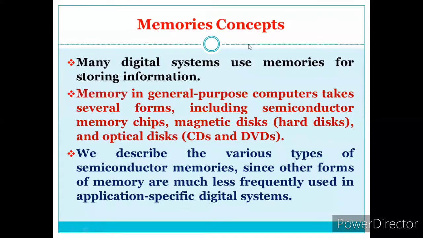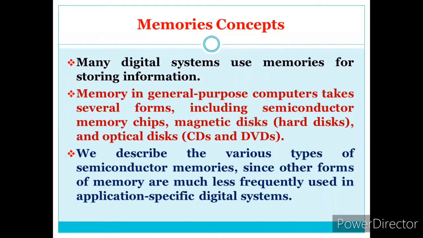Now, I have a question here: why do we require a memory? In a simple way, as you know, humans have a brain which stores information. Same thing in the system: we need certain memory locations where we store the information.